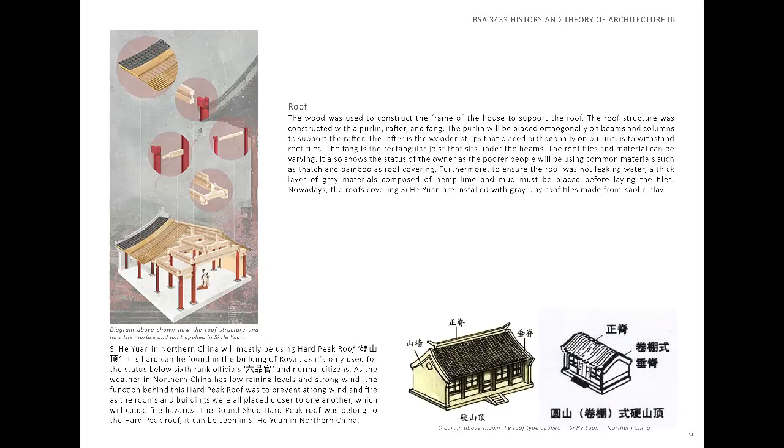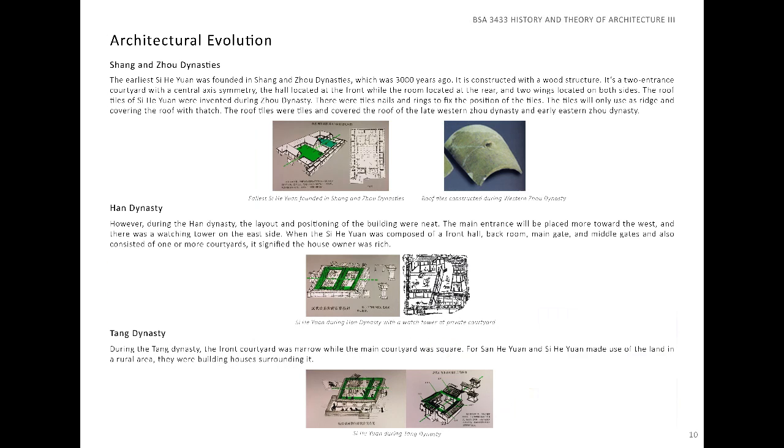As the weather in northern China has low rainfall and strong wind, the function behind this hard peak roof was to prevent strong wind and fire, as the rooms and buildings were all placed close to one another, which would cause fire hazards. Architectural evolution.